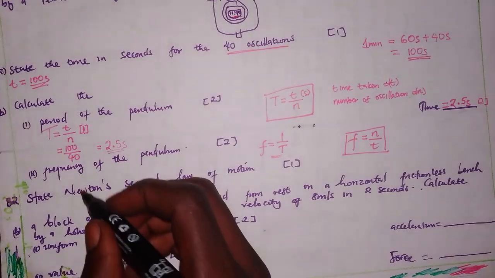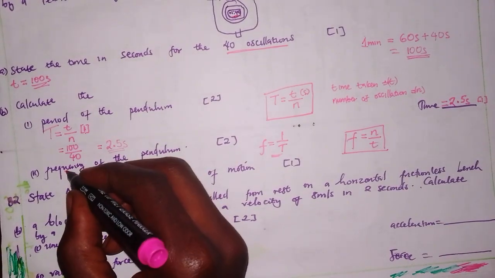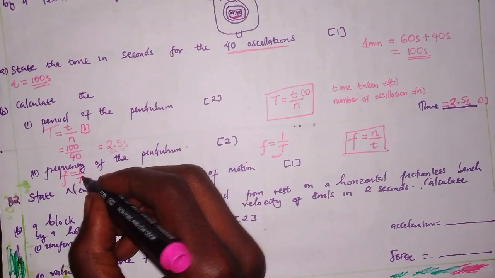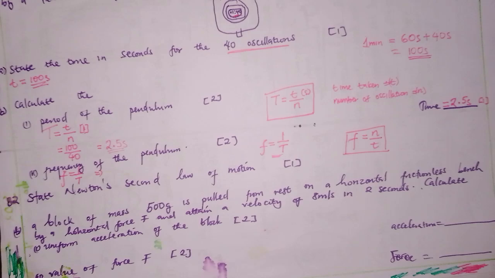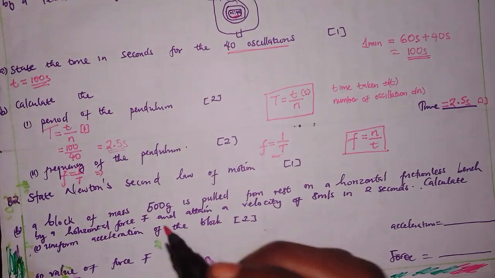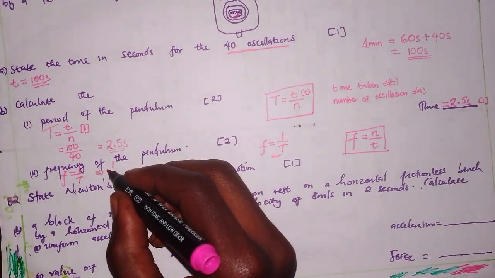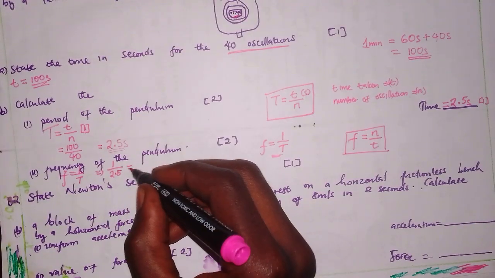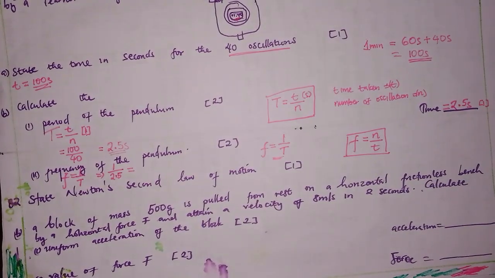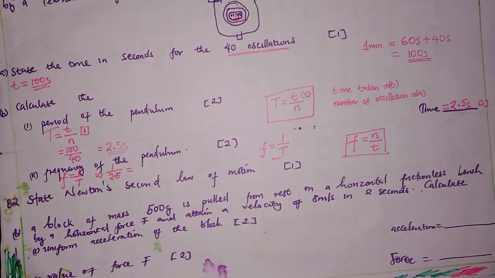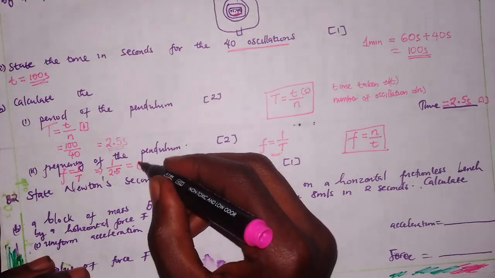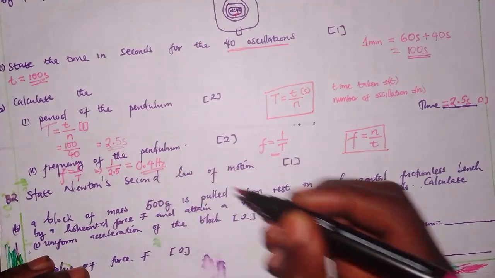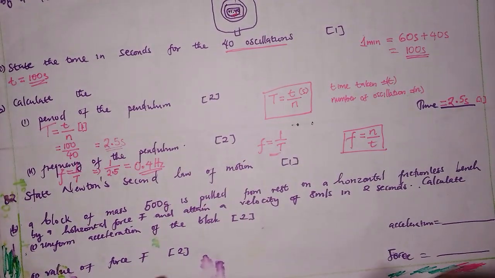So you say frequency is equal to 1 over period. Remember, I told you the formula is very, very important. So we have 1 over our period, which is 2.5. If you punch this on your calculator, you find that your frequency will be 0.4 hertz.